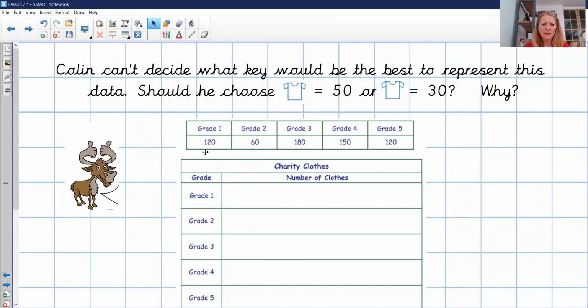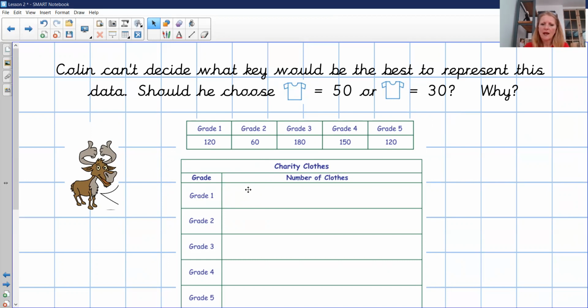So in grade 1, how would we show 50? Well, we'd need one t-shirt and then another t-shirt. That would make 100. How would we show 20? That would be tricky. If we did half a t-shirt, that would mean 25. So that kind of doesn't work there. He could use a t-shirt that means 30. Would that work better?